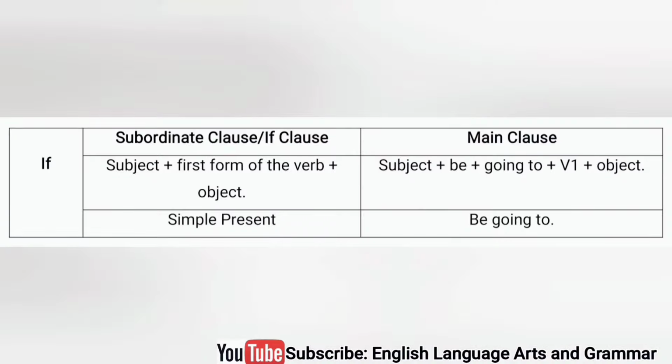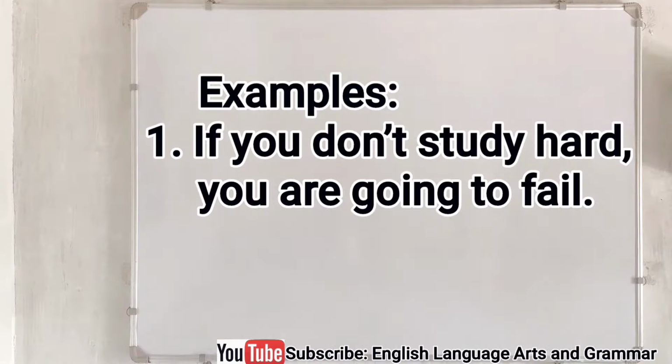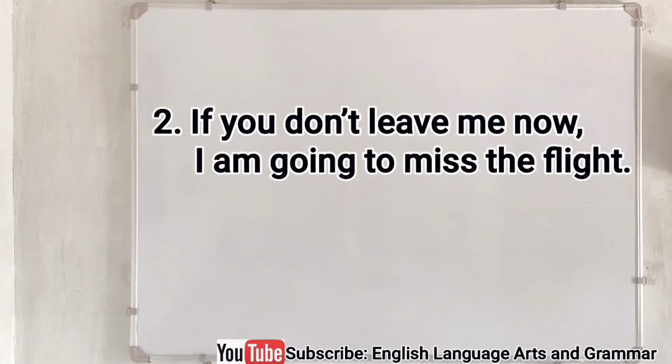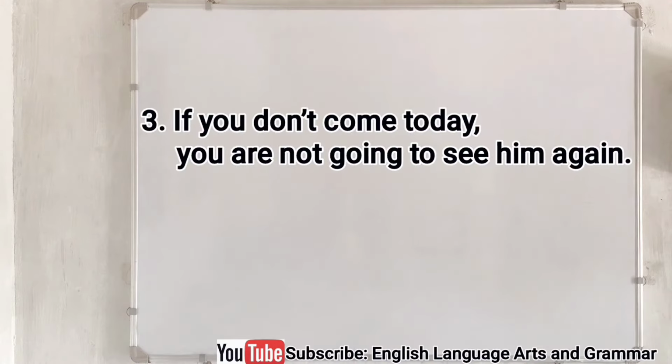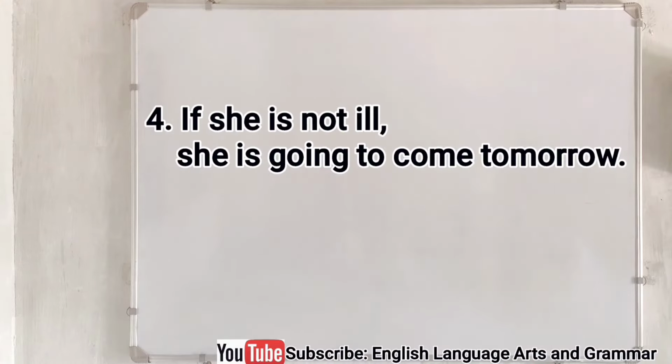Let us learn some examples by using the formula simple present plus be going to. Example 1. If you don't study hard, you are going to fail. Example 2. If you don't leave now, I'm going to miss the flight. Example 3. If you don't come today, you're not going to see him again. Example 4. If she is not ill, she is going to come tomorrow.